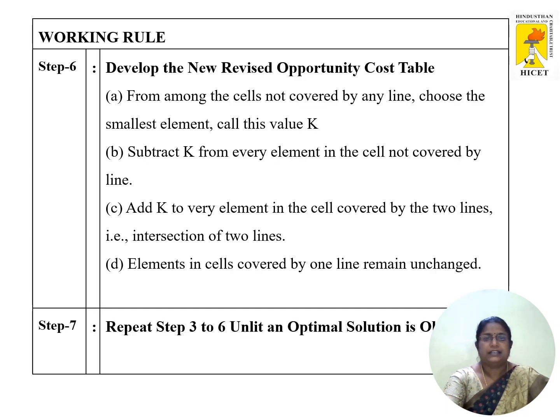Step 6, develop the new revised opportunity cost table. From among the cells not covered by any line, choose the smallest element, call this value k. Subtract k from every element in the cells not covered by a line. Add k to every element in the cell covered by two lines, that is, the intersection of two lines. Elements in cells covered by one line remain unchanged. Step 7, repeat steps 3 to 6 until an optimal solution is obtained.